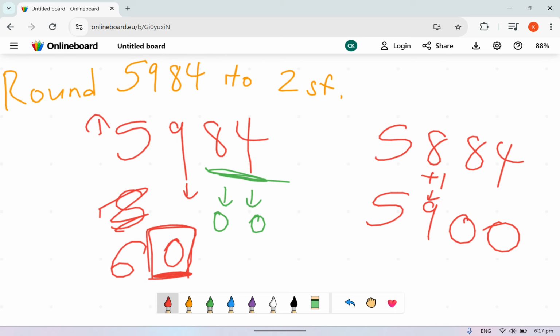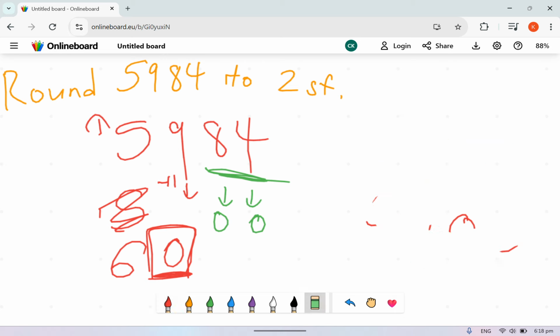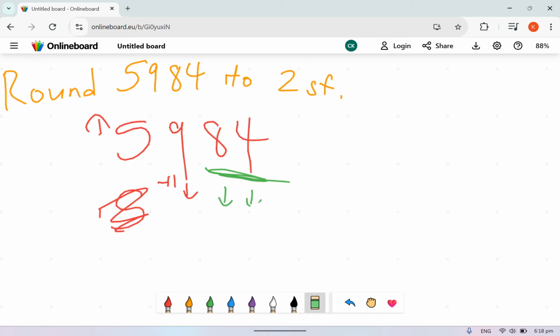Think of it the same way. You have 5, 9, 8 this time. This one plus 1, but this time you get a 0. And treat this 0 as any other number. Any other number is also significant. You know what I'm trying to say? Alright, now I want you guys to think of an example for 3 significant figures. Let's see if you understand it.